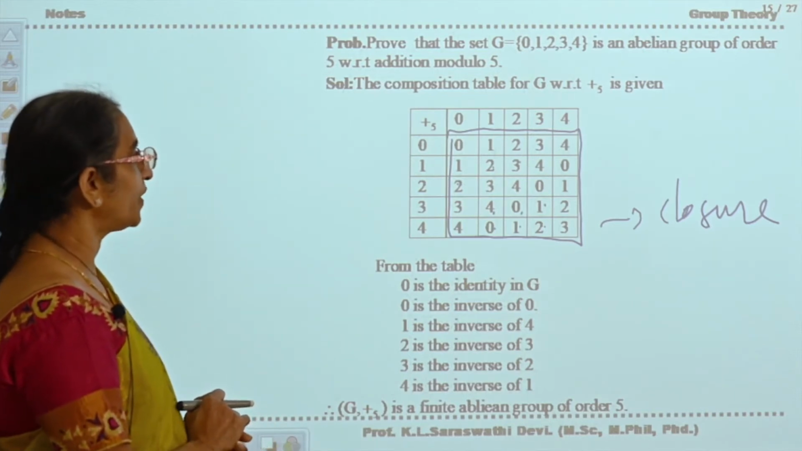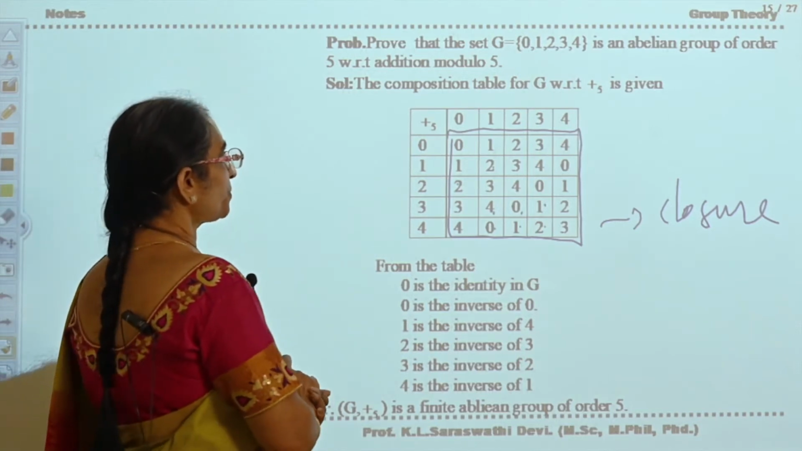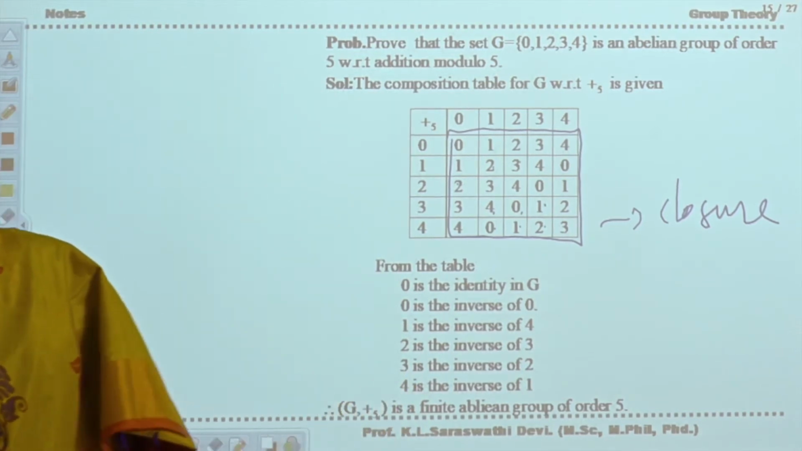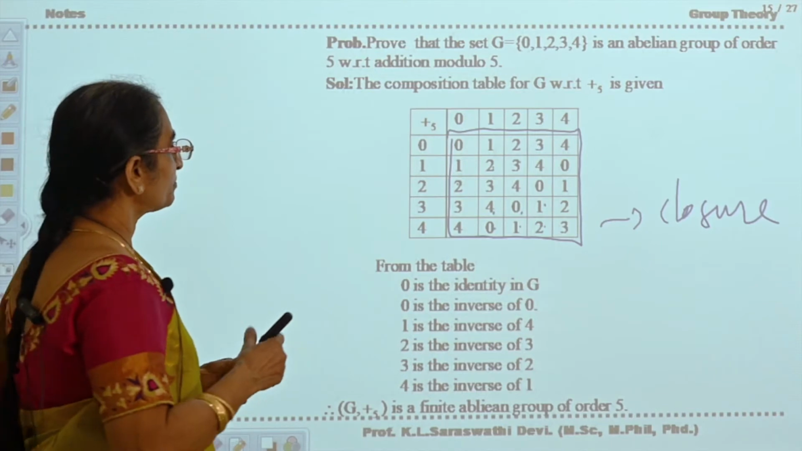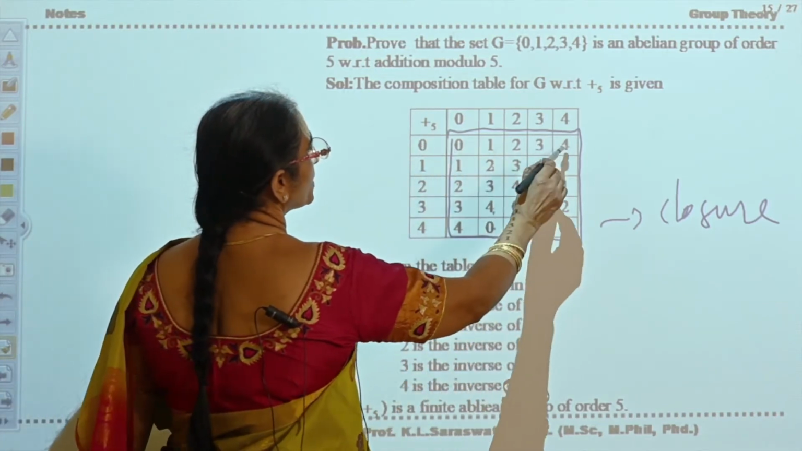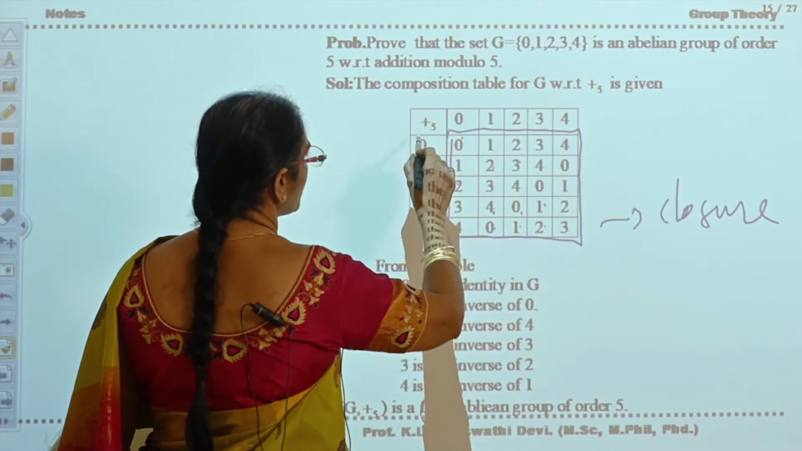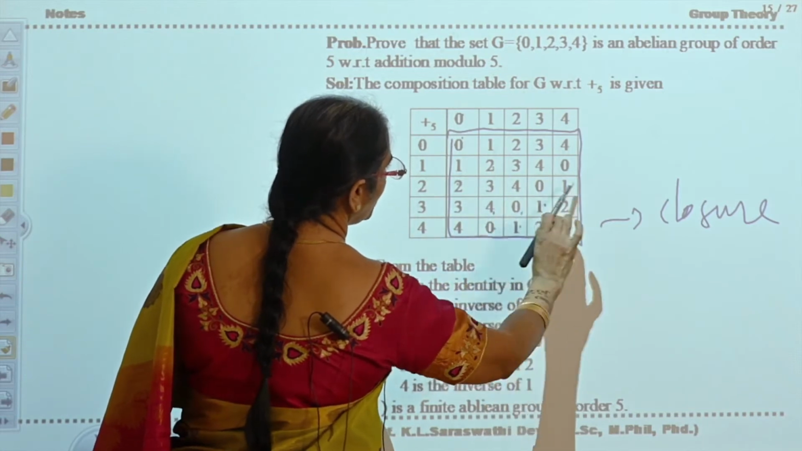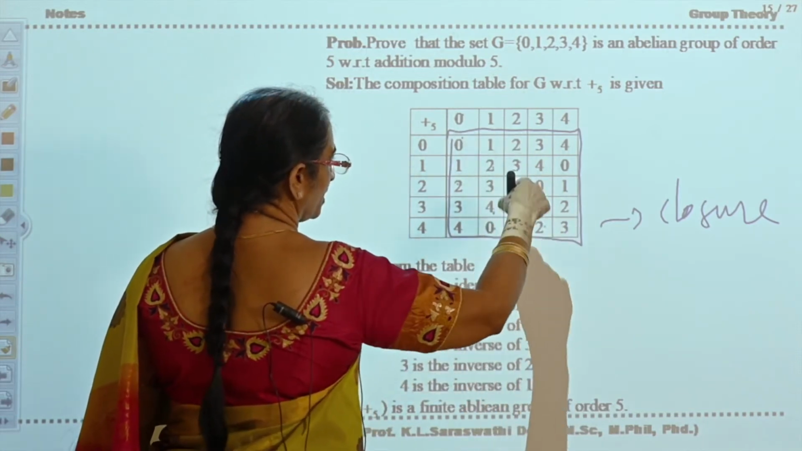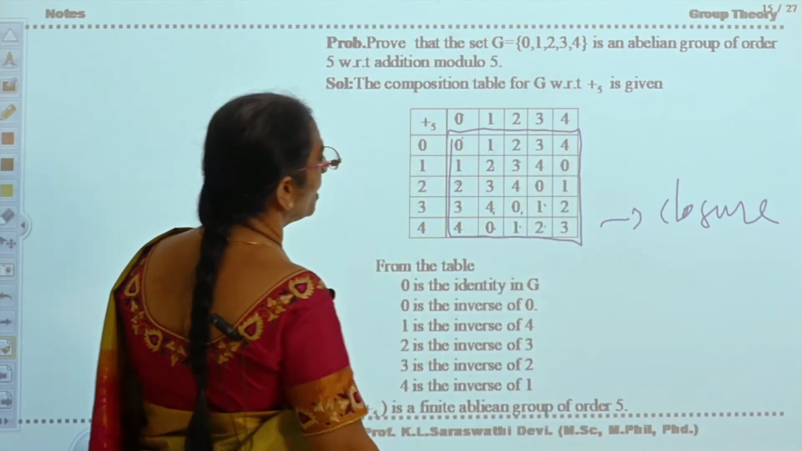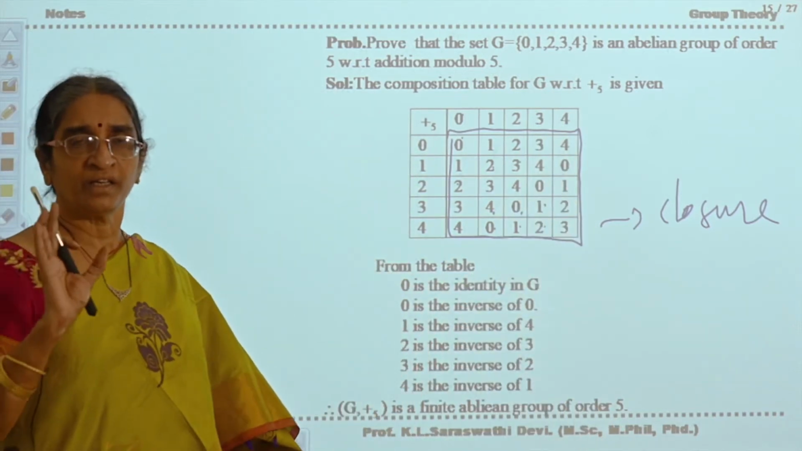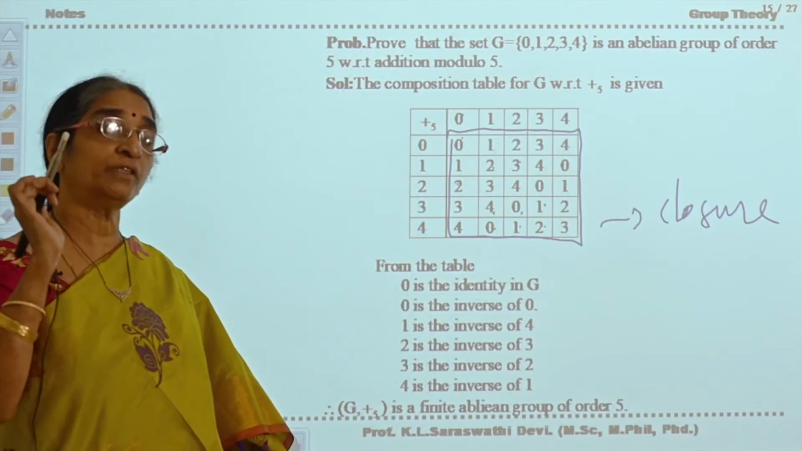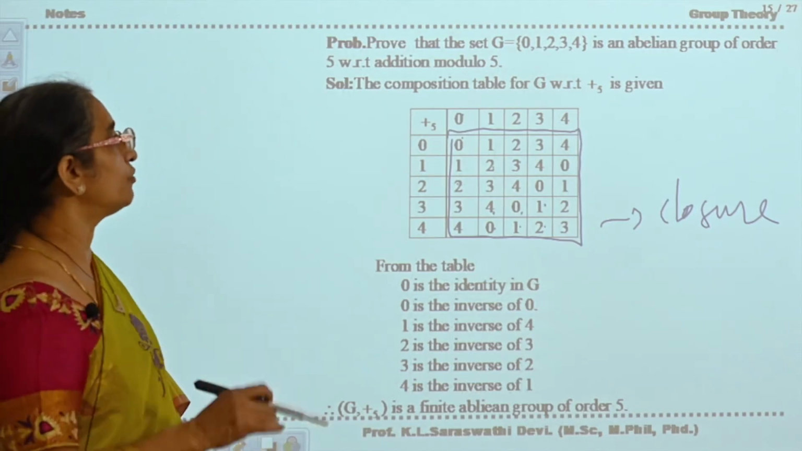After that, you have to find out the identity. Now, if you observe the first row, it is similar to the top row. Similarly, if you observe the second row, it is also similar to the left row. First row is similar to the top row. This first column is similar to the left column. So, this is the identity. Verify that in each row and each column, there exists a 0. 0 is the additive identity. With respect to addition modulo also, 0 will be the identity.